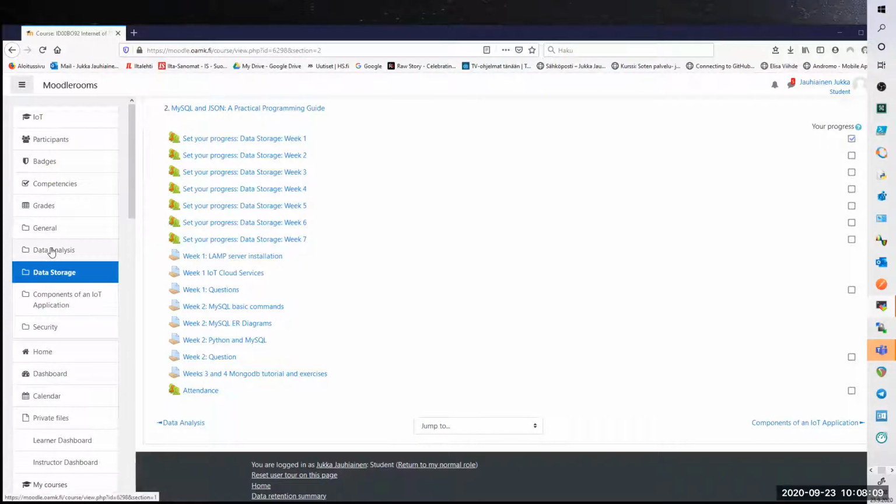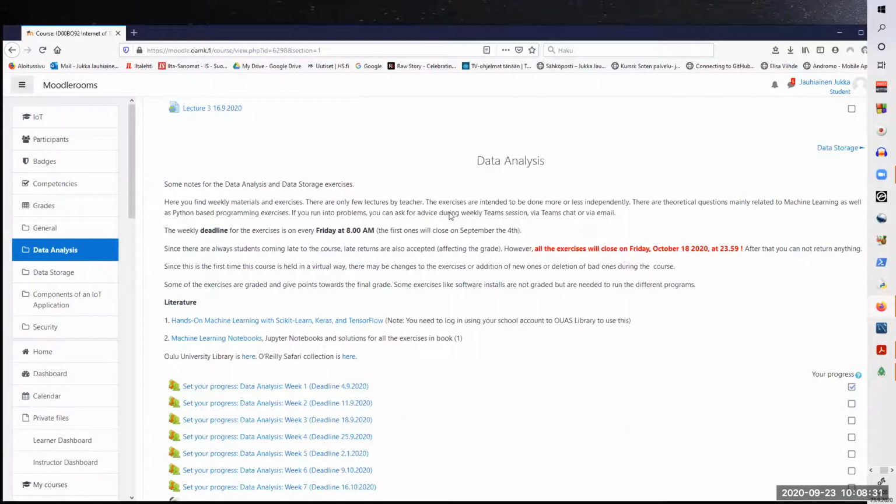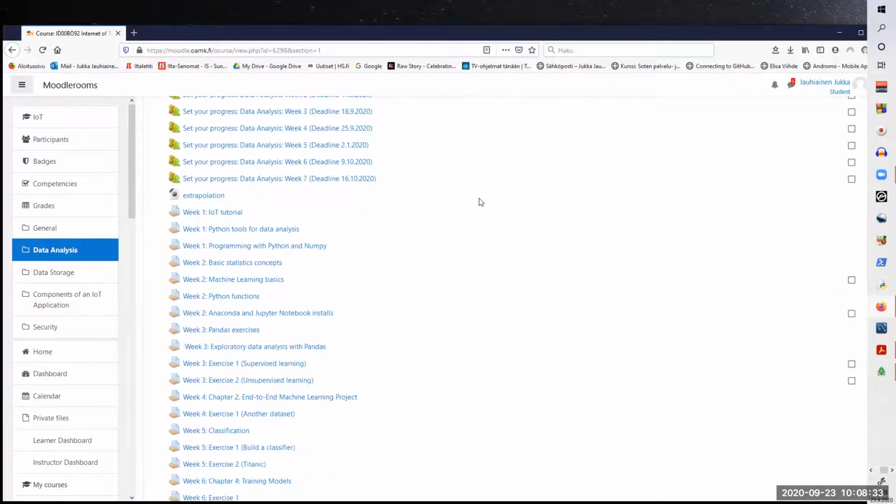Any questions so far? Have you been able to do the MongoDB exercises? I think they were quite nice. If not, then let's talk about the classification problems in a little more detail.